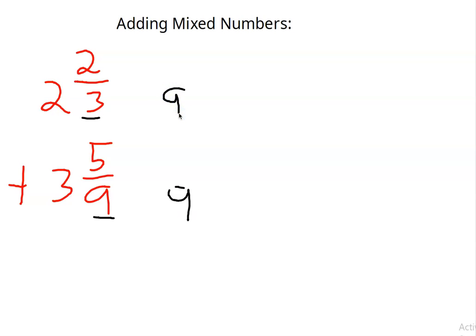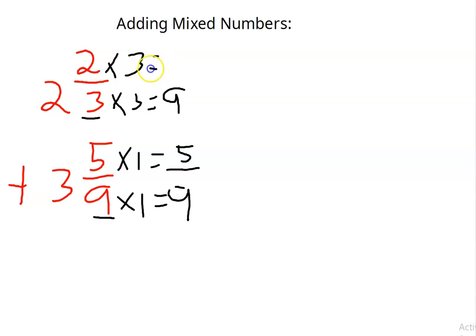So then I'm going to figure out how I went from 9 to 9. 9 times 1 equals 9. 5 times 1 equals 5. So now I have 3 and 5/9, which is what I had. This one will be slightly different. So 3 times 3 equals 9. And since I multiply the bottom by 3, I have to multiply the top by 3. 2 times 3 is 6. So my new fraction is 2 and 6/9 plus 3 and 5/9.